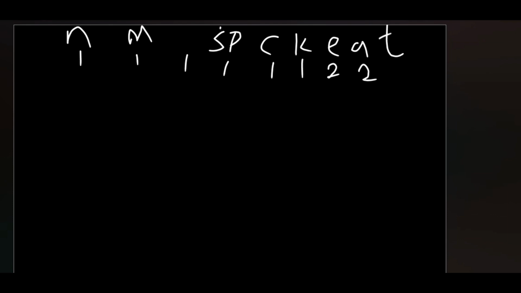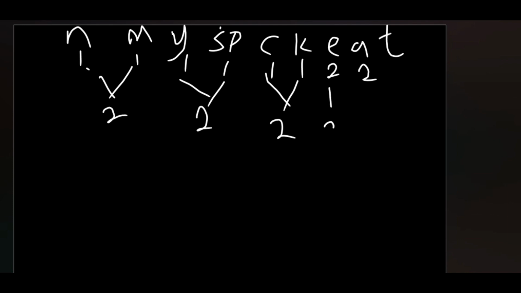So let's check the total number. The N is 1, M is 1, Y is 1. So we are going to add the least frequencies. So N, M, we add them, Y and space we add them, and then the C and K we add them. Now the ones with the frequencies of 2, we just write them down. So E is 2, and then A is 2, T is also 2.